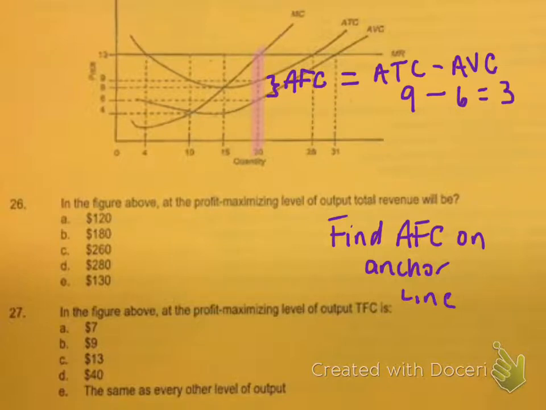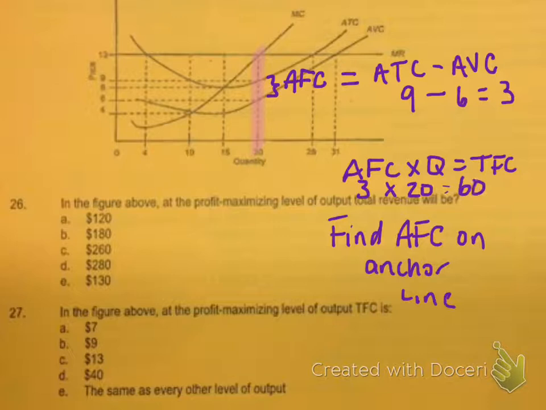Now to find my total fixed cost, I'm going to multiply that times the quantity. So the $3 average fixed cost times the quantity of 20 gives us $60. Now when I look at number 27, $60 isn't one of my choices. So I look at choice E. Choice E says fixed cost is the same at every other level of output. That's just another way of saying that it's constant, which is true about fixed cost. So that's how I know that E is the right answer for number 27.